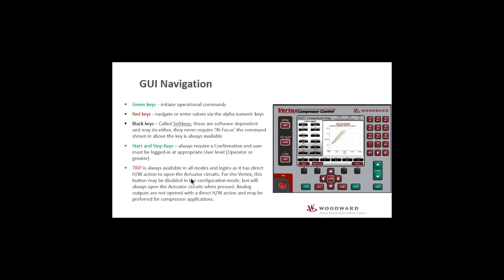In general, green keys on the front panel and for buttons within the GUI are used to issue operational commands. The red or maroon keys are used to navigate to different pages or pop-ups. The black keys along the bottom of the display are called the soft keys, and these are always active, so they don't require the in-focus navigator to interface with the buttons that are just above these, and these will change for each page of the GUI.